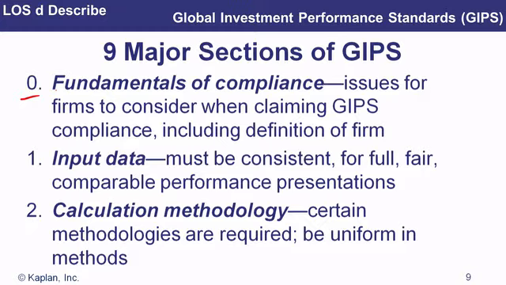So section 0 is the fundamentals of compliance. This is issues for the firm to consider when claiming GIPS compliance, including the definition of the firm, right? So this is a big deal. What is the firm? And again, that's going to be what's held out to the investing public. But once you've determined what is the firm, then everything has to be done on a firm-wide basis. Okay, section 1, input data. This has to be consistent, and it has to facilitate full, fair, and comparable performance presentations.